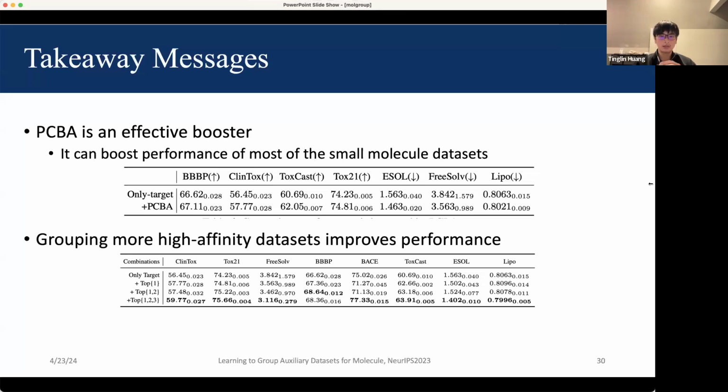So that's reasonable. Another interesting finding is that grouping more high-affinity data sets can improve the performance. For example, here are eight data sets, and when we combine more data sets, the performance is consistently improved. So here we show that MolGroup can provide some very interesting results.